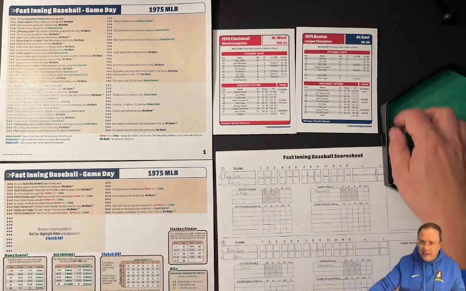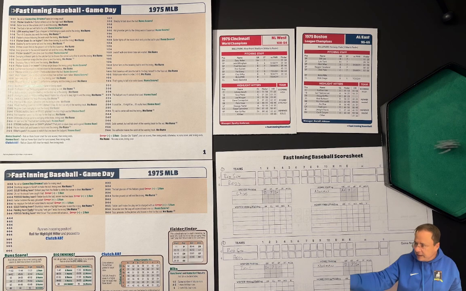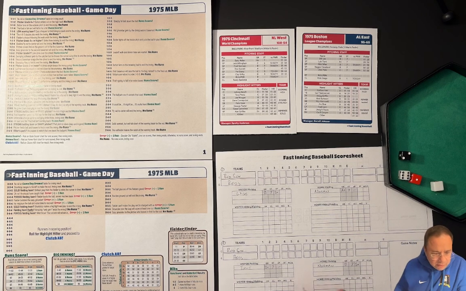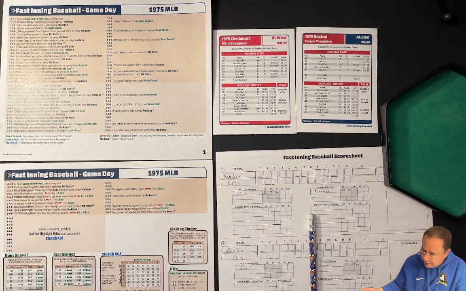All right, game 3. We've got Nolan pitching for the Reds, and we've got Rick Wise pitching for the Red Sox. We are now at Riverfront Stadium. Red Sox, the visiting team, are up to bat first. No runs on a ground out to end the inning in the first.